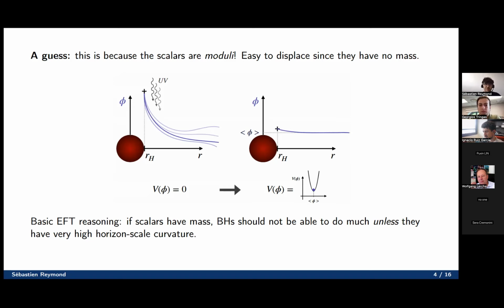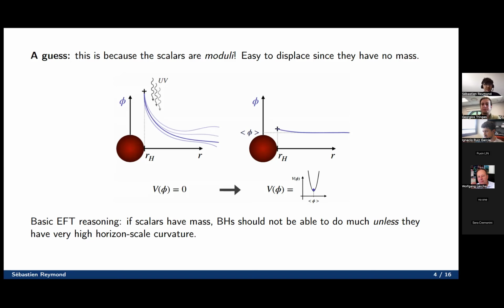I should also say here, of course, if you're in the case on the left, you can always tune the value of the modulus at infinity to be exactly that of its attractor value, but that's fine tuning. And for generic conditions at infinity, you would still expect to have a non-trivial profile. Anyway, this is the intuition, but should we check it?